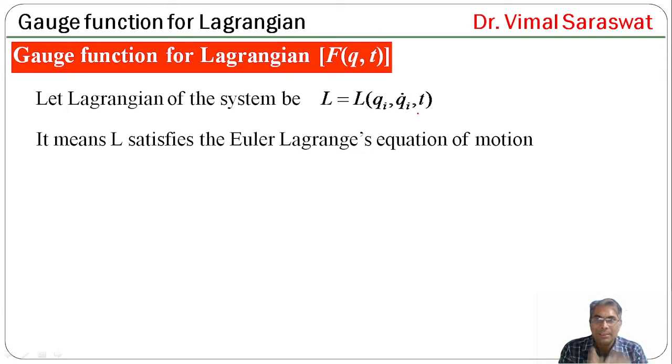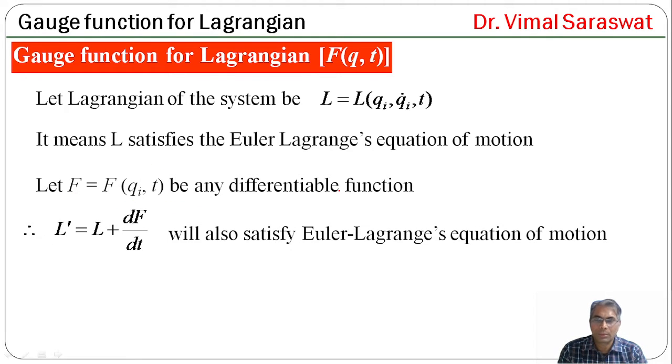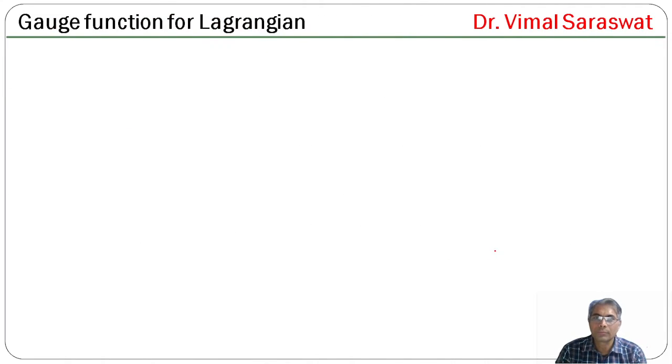It means the Lagrangian L satisfies the Euler-Lagrange equation of motion. Let f, which is a function of position and time, that is a function of q_i and t, be any differentiable function. Therefore, L dash, that is L plus df by dt, will also satisfy the Euler-Lagrange equation of motion. Now we prove it.